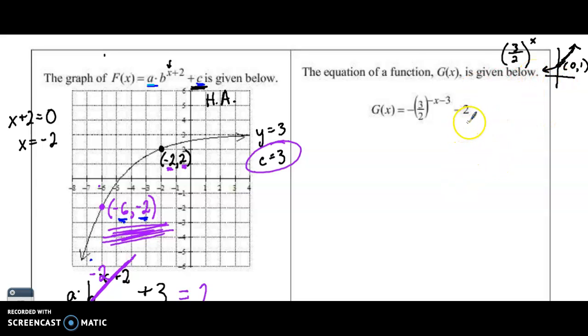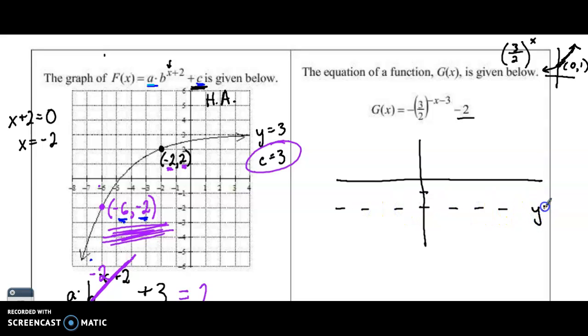And the first thing that you might recognize is that we have to shift that graph down 2. So instead of having a horizontal asymptote at y equals 0, we can shift that down 2 units. So we're looking at y equals negative 2 as a horizontal asymptote.